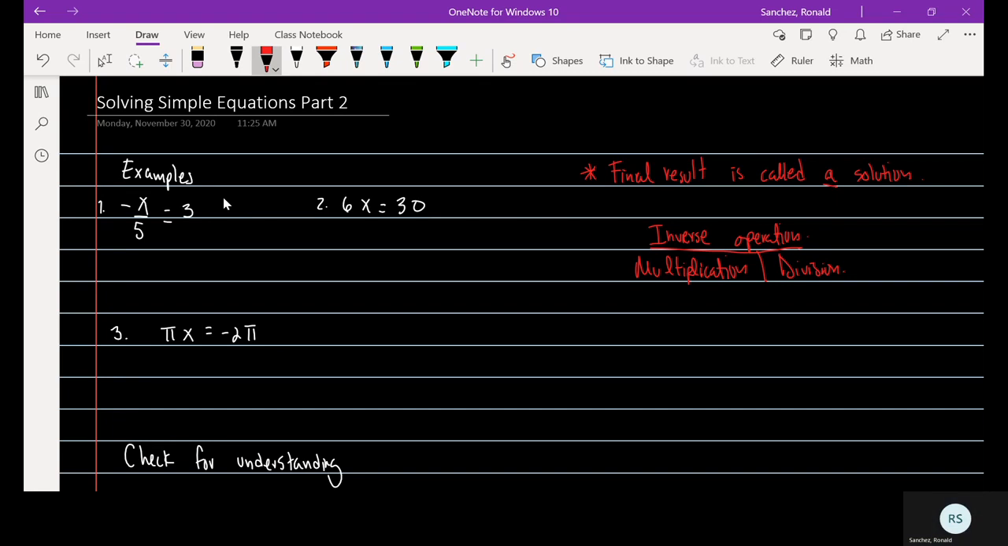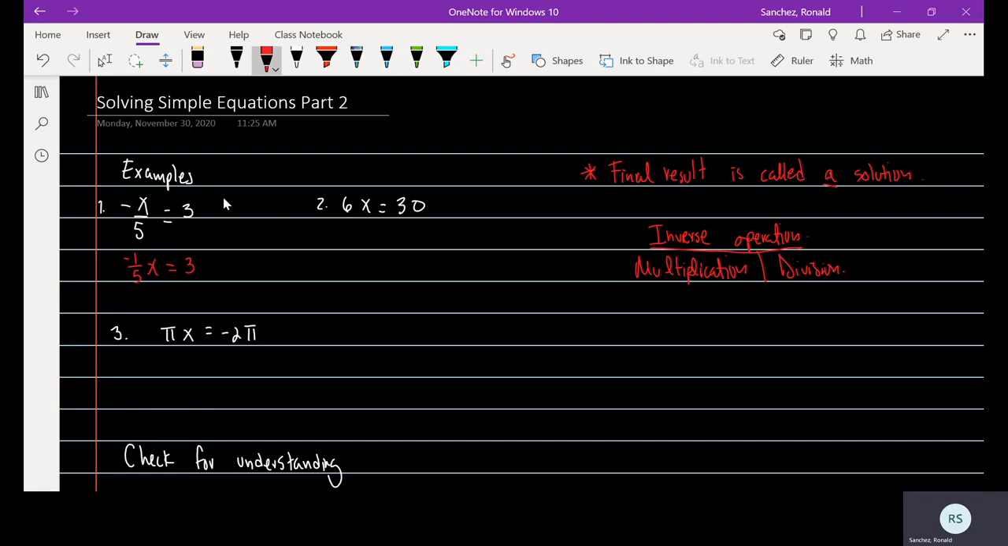Now, our goal is to leave x alone, but x has to be left alone, and it has to be positive. It cannot be negative. Now, I'm going to rewrite this equation, negative x over 5 equals 3, as negative 1 over 5 x equals 3. This is equivalent. Now that it's written this way, it's easier to see what's happening. So I have a fraction, negative 1/5 times x equals 3.